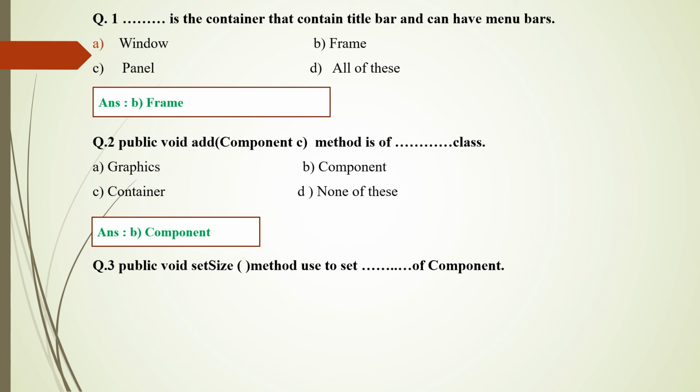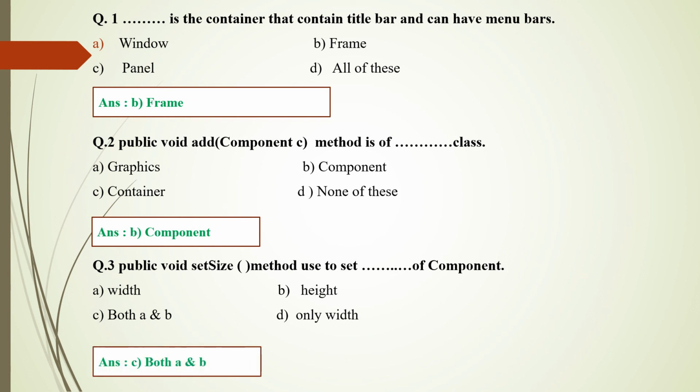Next one: the public void setSize method is used to set dash dash of the component. The options are width, height, both A and B, and only width. So the answer of this question is both. The public void setSize method is used to set width and height of the component.